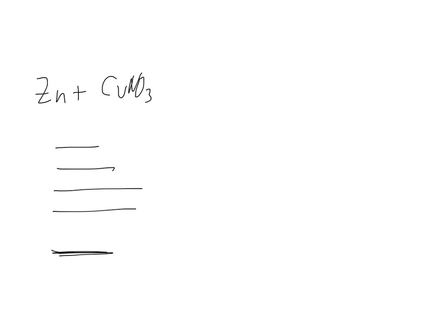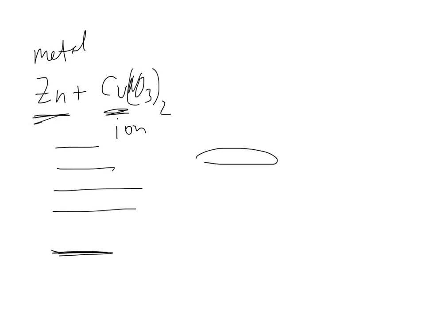The metal above displaces the ion below. Metal above displaces ion below. So when we had our zinc plus our copper 2 nitrate, the metal above displaces the ion. This is the metal. This would be the ion. Zinc is right here. It is above. The copper would be down here. The metal above displaces the ion below.